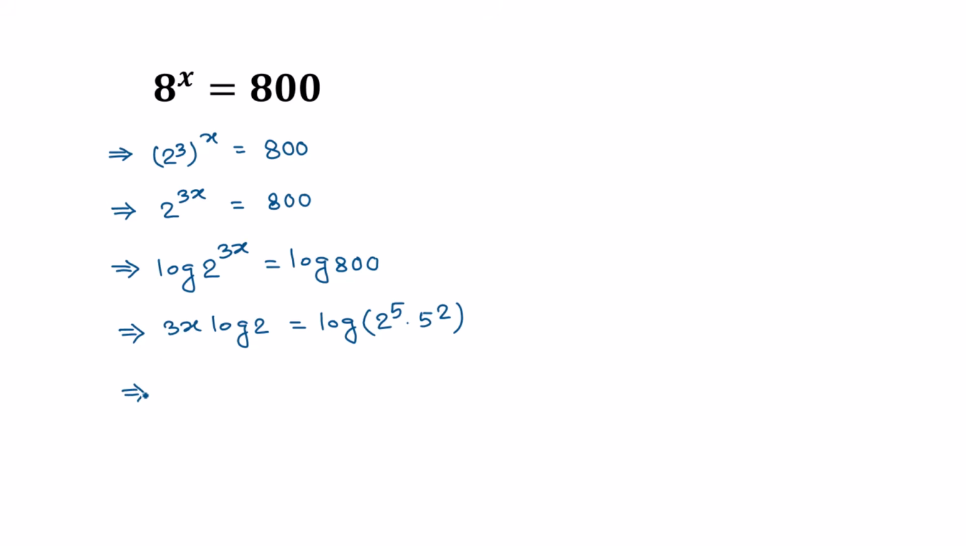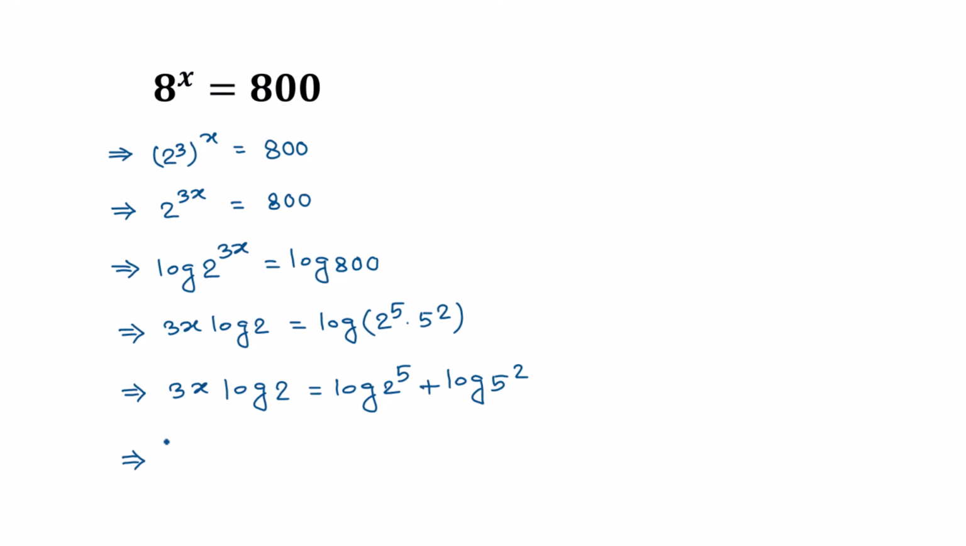On the left side, 3x log of 2 is equal to, applying the formula log of a times b is equal to log of a plus log of b, log of 2 to the power 5 plus log of 5 squared.